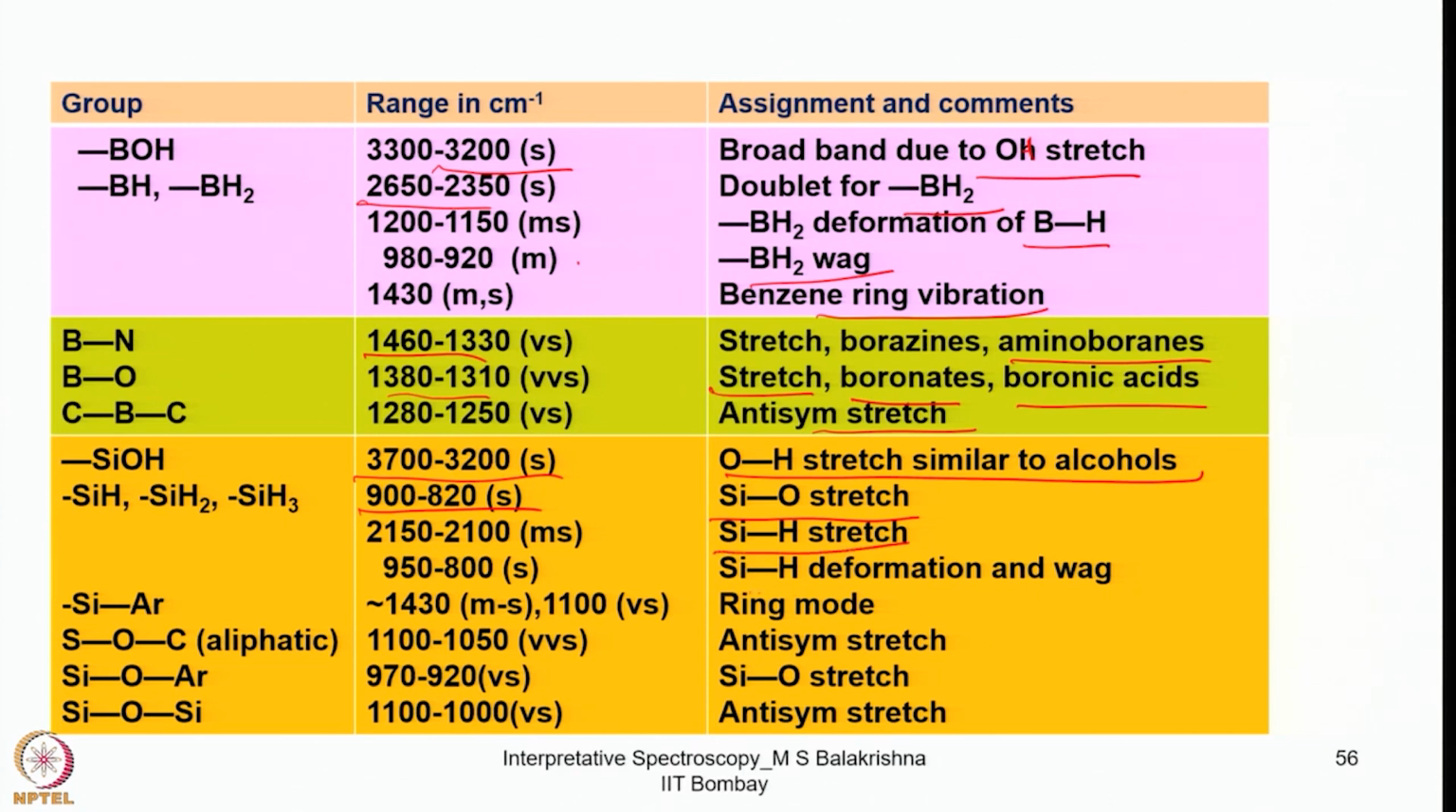And then SiH deformation or wag will appear in 950 to 800, and SiAr, if it is connected to a phenyl group or aromatic group, comes around 1430 as medium and strong, and 1100 very strong, and this indicates the ring mode here. And then SiOC aliphatic, 1100 to 1050, very, very strong, and this is due to antisymmetric stretch. And then SiOAr will show around 970 to 920, very strong. It is again SiO stretch. And if you have SiOSi, we can see it in the range of 1100 to 1000, very strong, and it is again due to antisymmetric stretch.